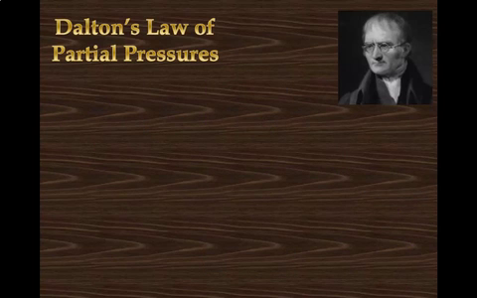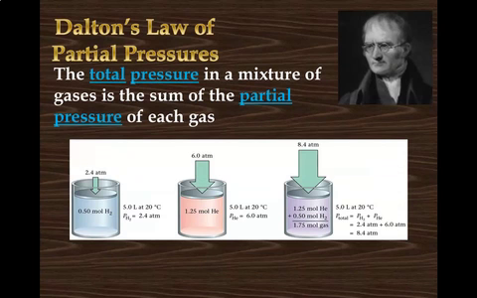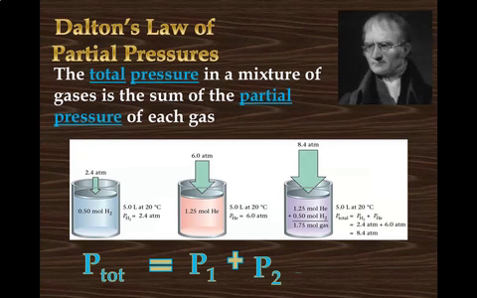Okay, the other law we're going to talk about is Dalton's law of partial pressures, and this is pretty easy. It says the total pressure in a mixture of gases, just like air is a mixture, is the sum of the partial pressure of each gas. So if you have hydrogen over here and helium in the middle, and then you decide to mix them up together and you keep the same pressures, then you can just add their two pressures together. So the total is equal to the first pressure plus the second pressure plus however many other pressures you've got.